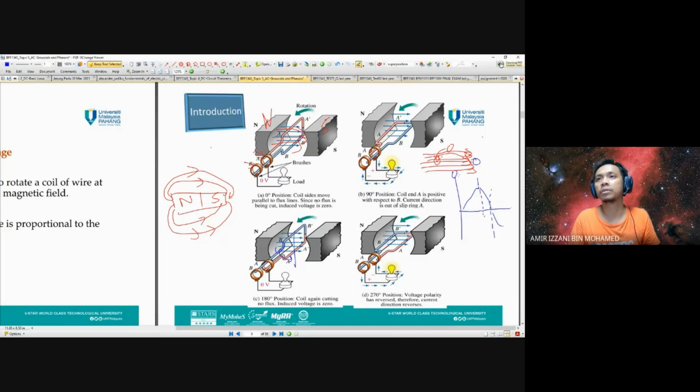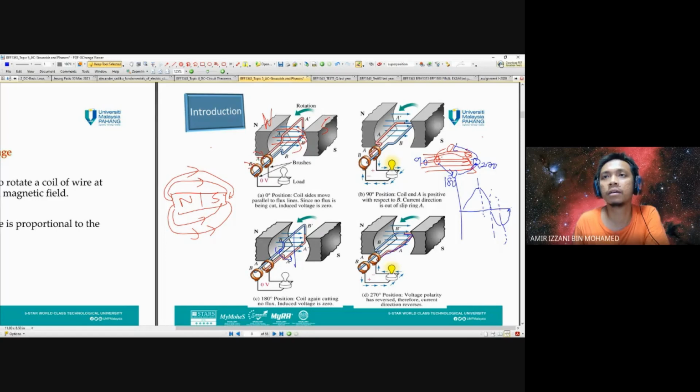From here to here. This is at 270 degrees, then 90, 180, then back to 0. So this is how the cycle looks. The different direction of current depends on the current flow in the conductor itself.